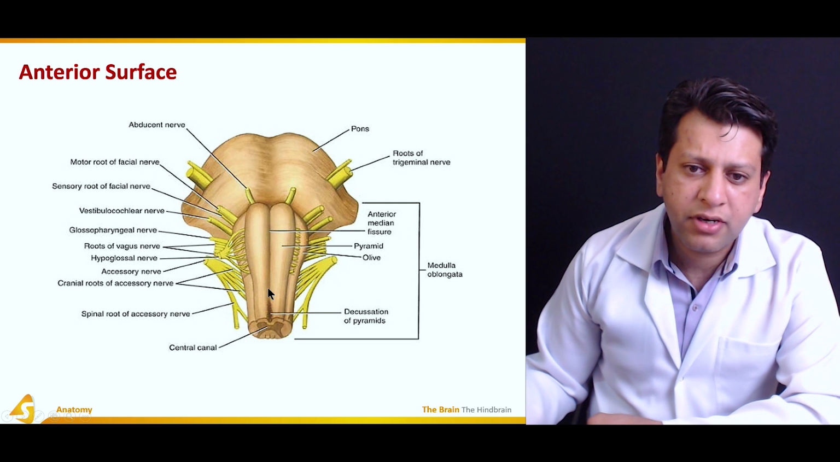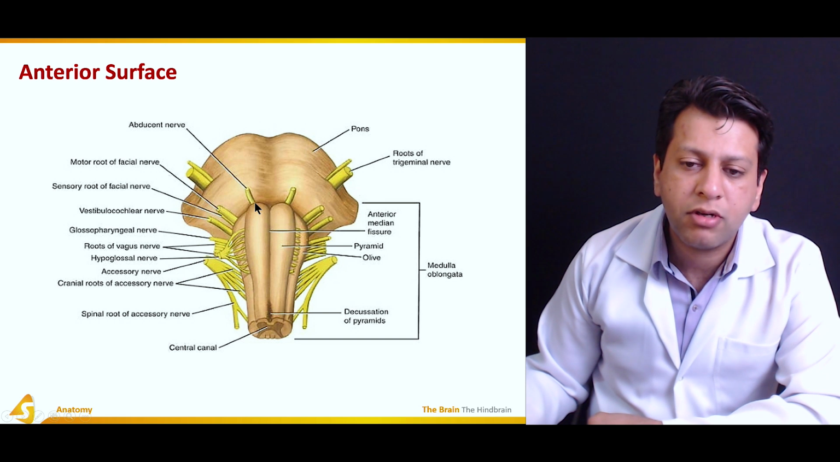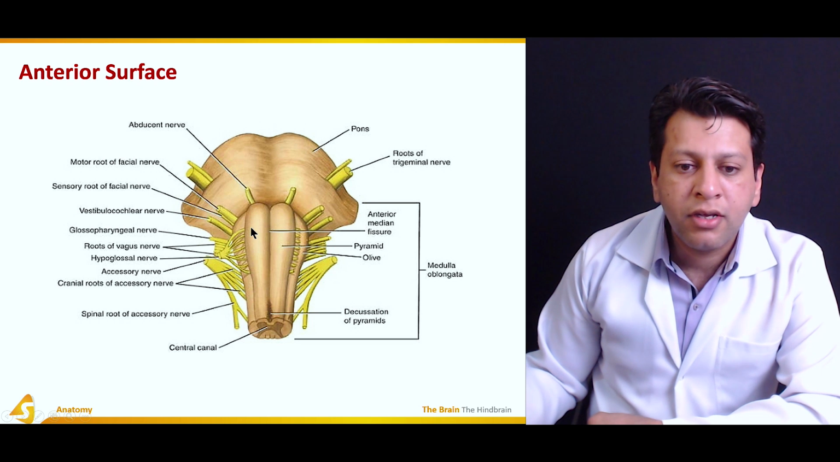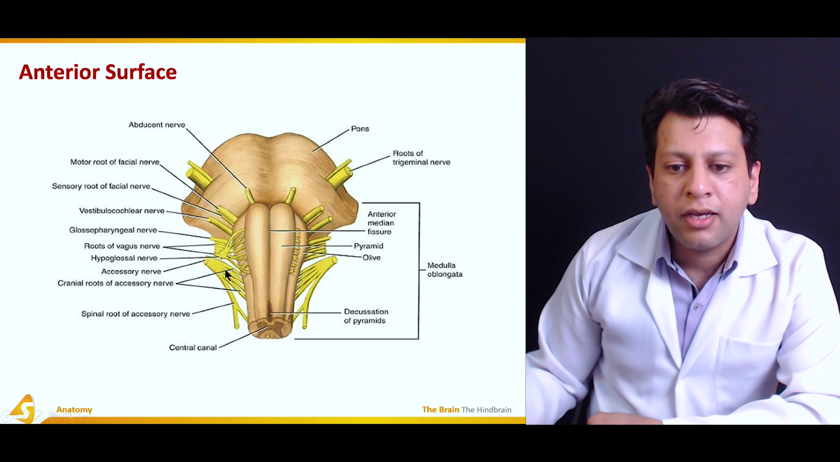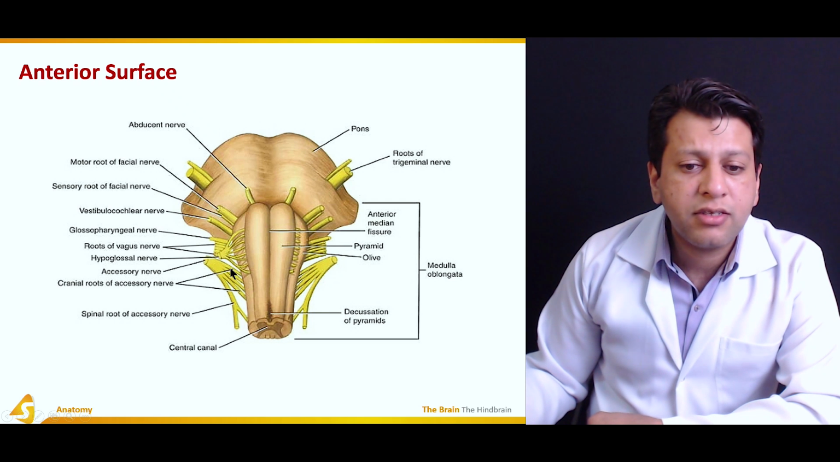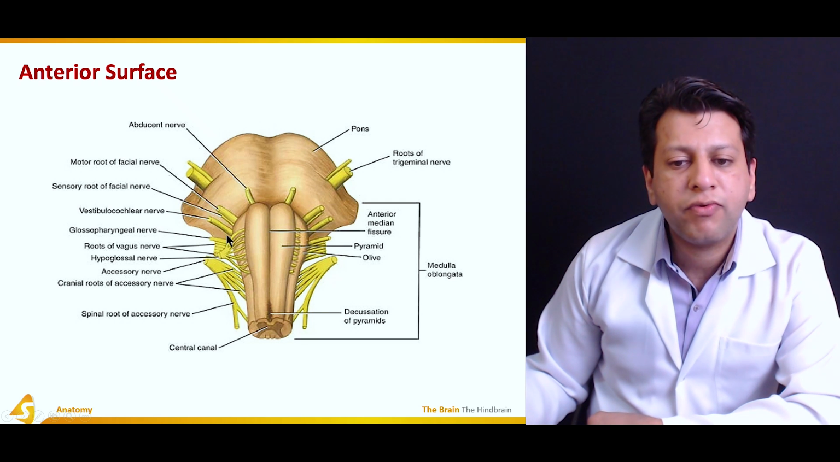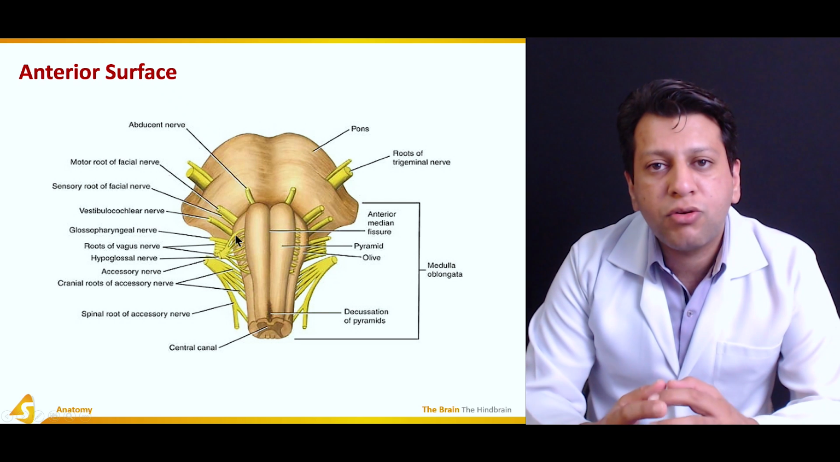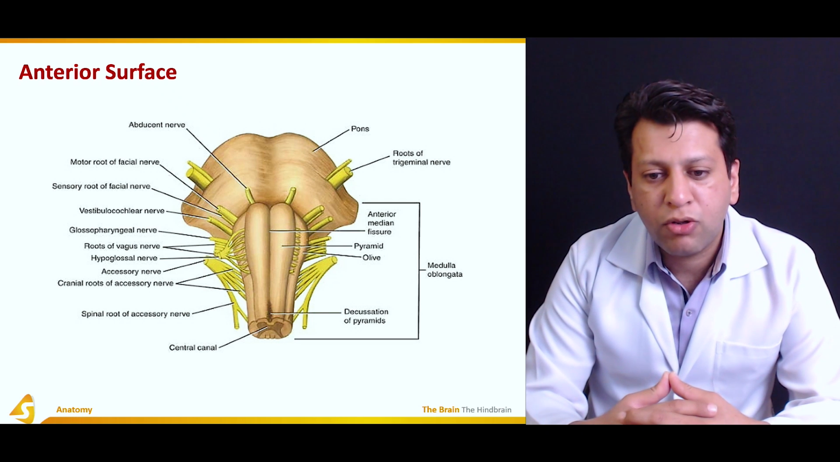Here you can appreciate very well that these are nerve fibers whose nuclei are present in the medulla oblongata, arising over here. There is a hypoglossal nerve which arises, the accessory nerve as well, and then there are nuclei of the vagus nerve as well, and glossopharyngeal as well. Now these four, accessory, hypoglossal, vagus, and glossopharyngeal, actually arise at two different levels of the medulla oblongata.